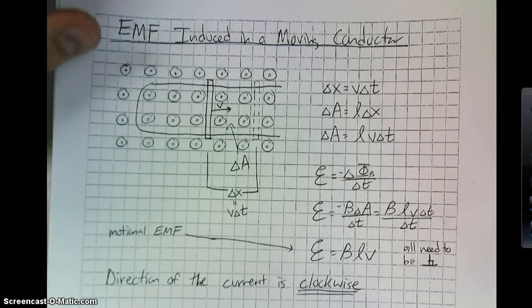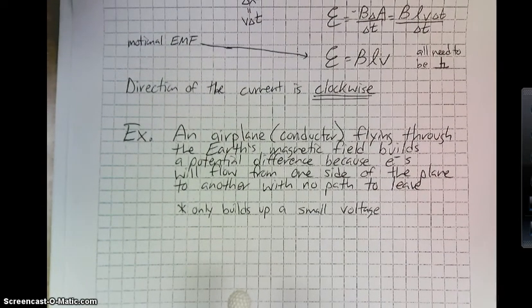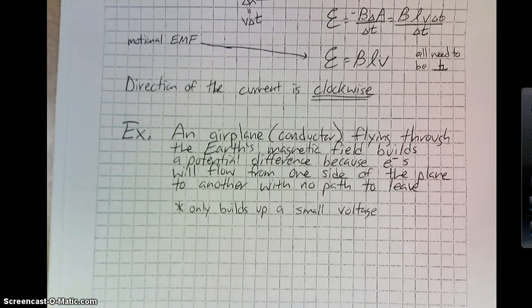Now you might be saying, why is this relevant? Well, an airplane is an example of a conductor that flies through the Earth's magnetic field. However, there's really no path for the electrons to leave, so you simply build up a voltage on the plane. The plane actually builds up a potential on it. Luckily, it's a very, very small amount, so it's not dangerous at all. But an airplane will build up an actual voltage as it flies through the air.